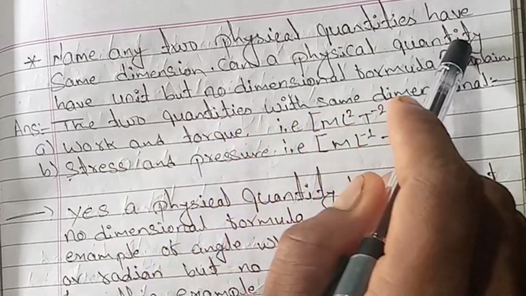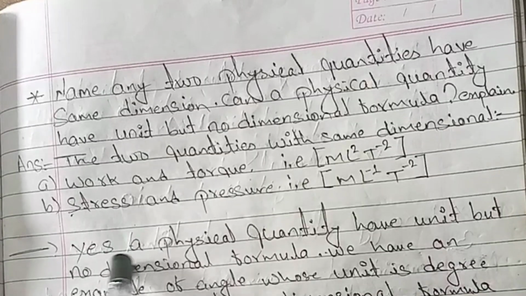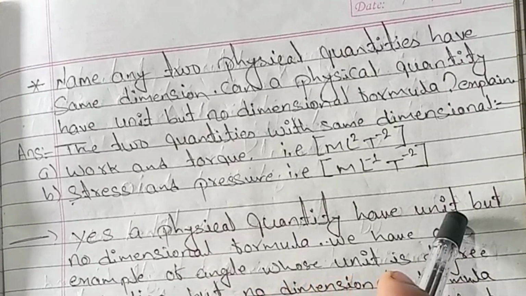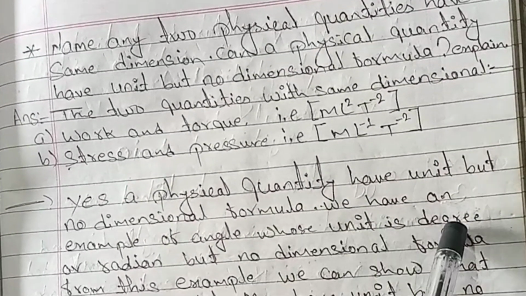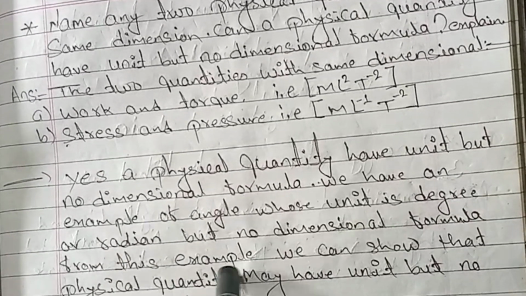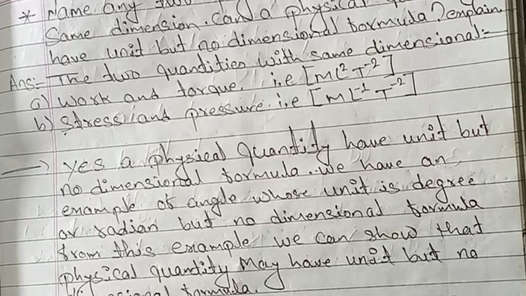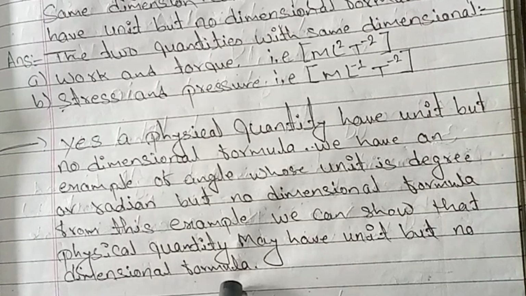Can a physical quantity have a unit but no dimensional formula? Explain. Yes, a physical quantity can have a unit but no dimensional formula. We have an example of angle, whose unit is degree or radian but it has no dimensional formula. From this example, we can show that a physical quantity may have a unit but no dimensional formula.